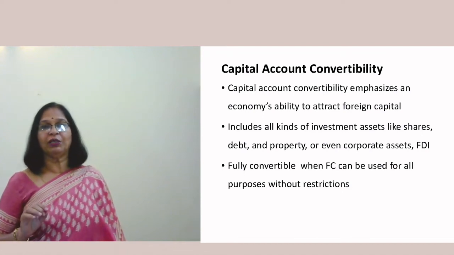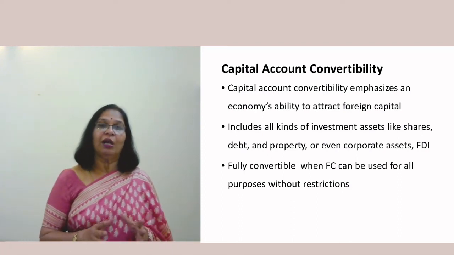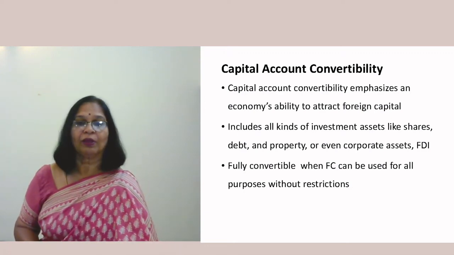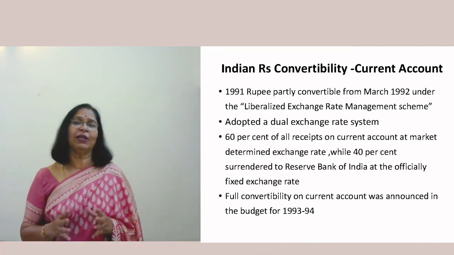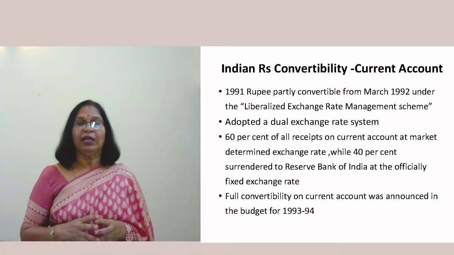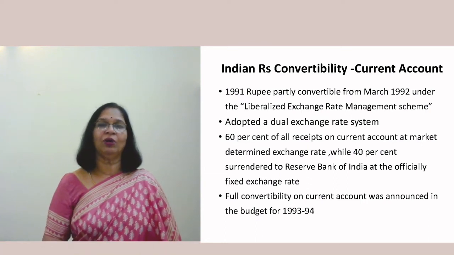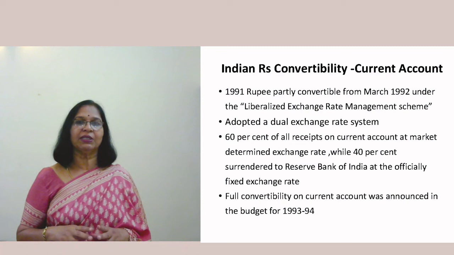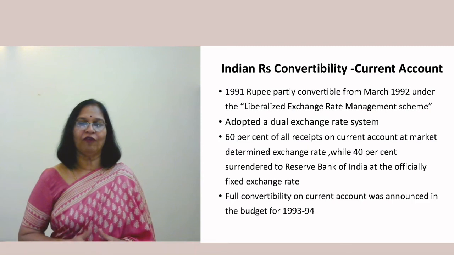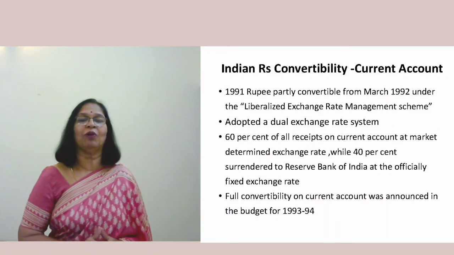A fully convertible currency would mean that foreign currency can be used for all kinds of transactions, but that is not true for all countries. All countries do not follow full convertibility. For example, we can look at the Indian rupee and understand its current position regarding convertibility. In 1992, the country allowed exchange rate conversion in the current account up to a certain amount. 60% of current account receipts can be converted at the market rate, and 40% have to be surrendered to the government, for which the central bank will give an equivalent amount of rupees.